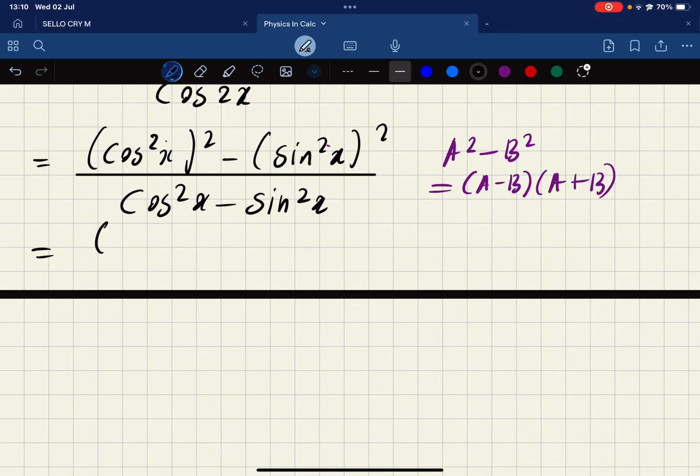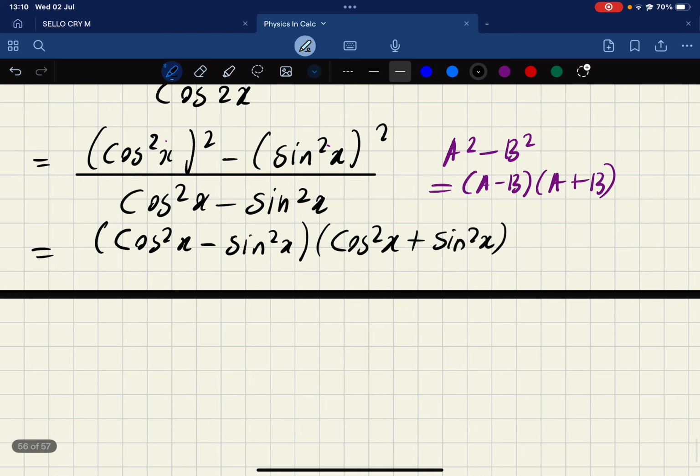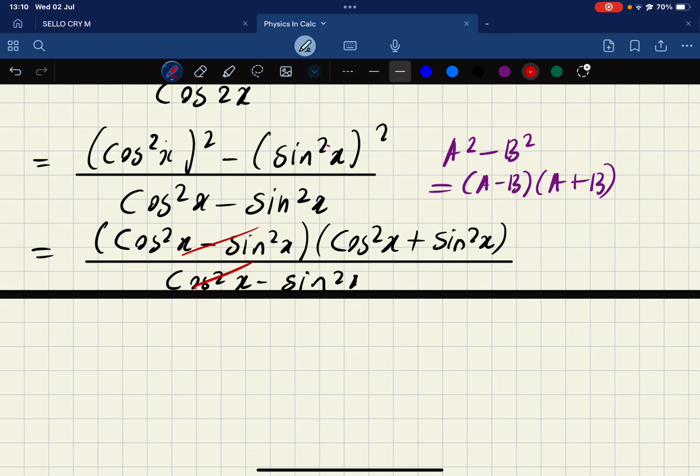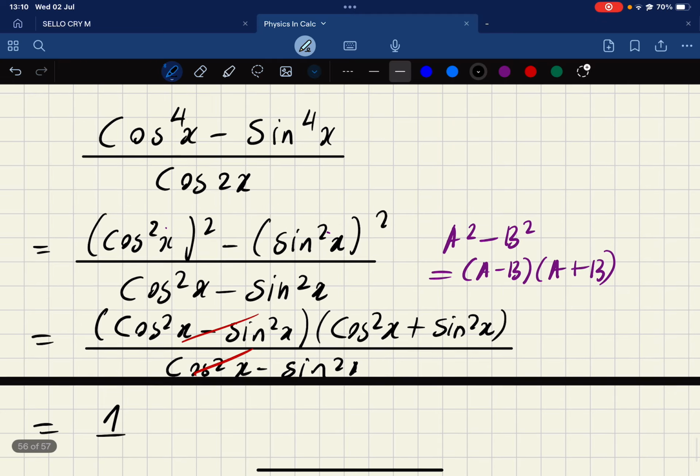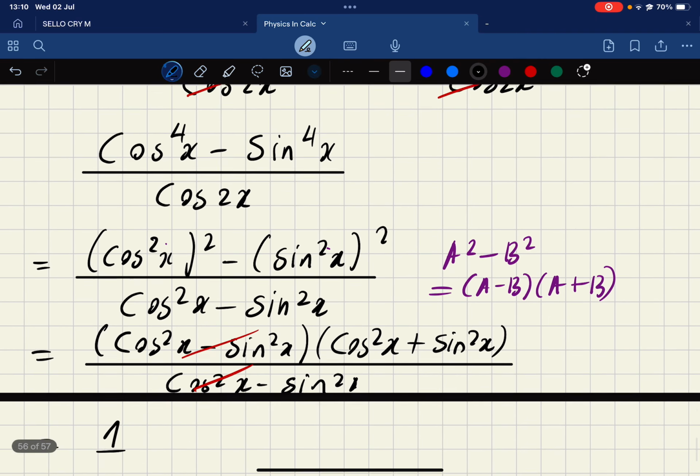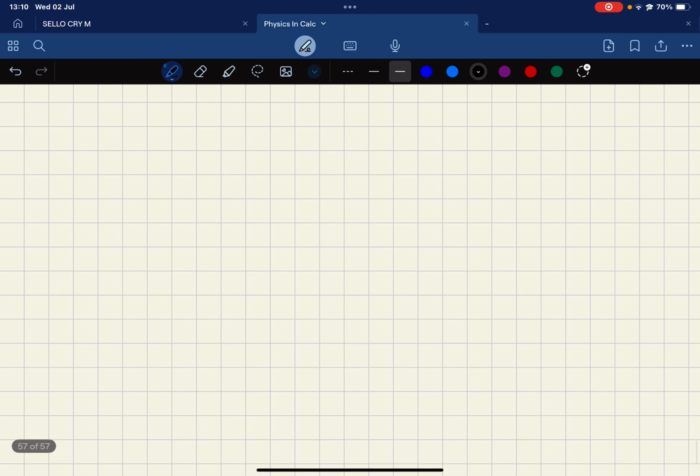Meaning here you have something like a cos squared x minus sine squared x, then you have a cos squared x plus sine squared x, divided by a cos squared x minus sine squared x. You know these two cancel. You remain with cos squared x plus sine squared x, which is equal to 1. You must also know how to do those things because you are going to be exposed to many things.